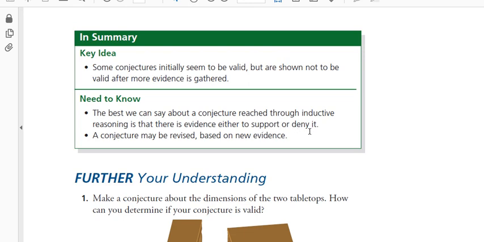So again, we're not talking about proofs here yet. We're not proving a statement. What we're doing is we're making a conjecture, and it can be validated or strengthened by more examples that align with that conjecture, or it can be rejected because of further evidence. Okay, so that's just what it says here. A conjecture may be revised based on new evidence.